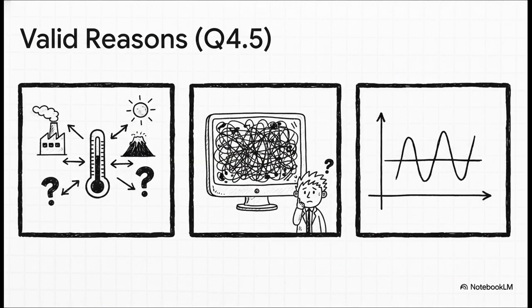The mark scheme gives 3 great answers. You could say that other factors might be causing temperature changes. You could point out that climate systems are incredibly complicated and really difficult to model perfectly. Or you could mention that the Earth naturally goes through cycles of warming and cooling. Any single one of those gets you the final mark.